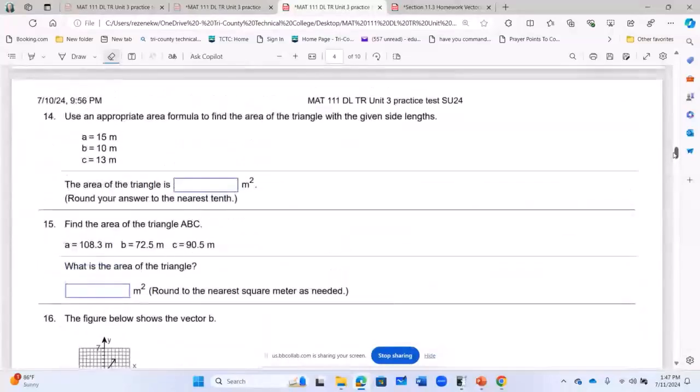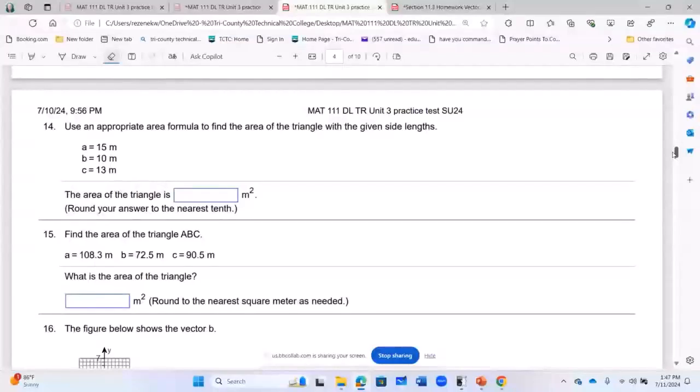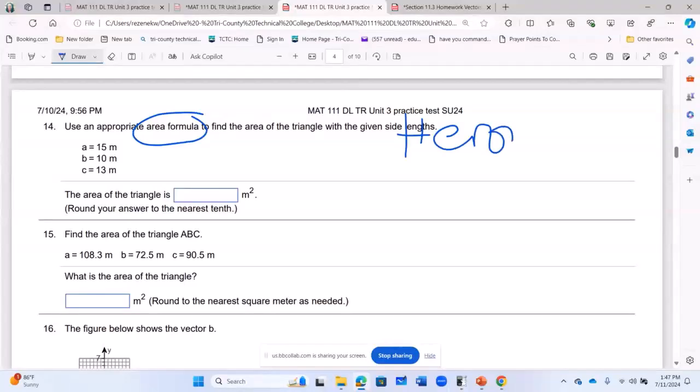And by the way, you may not be told what to use. The question can say, use the appropriate formula. So no one tells you to use Heron's formula. It is your responsibility to know that it's Heron's formula. Nobody tells you. So let's go. I'm going to use Heron's formula. We know it from a geometry class. So they won't tell you which formula to use. You have to figure out which one.